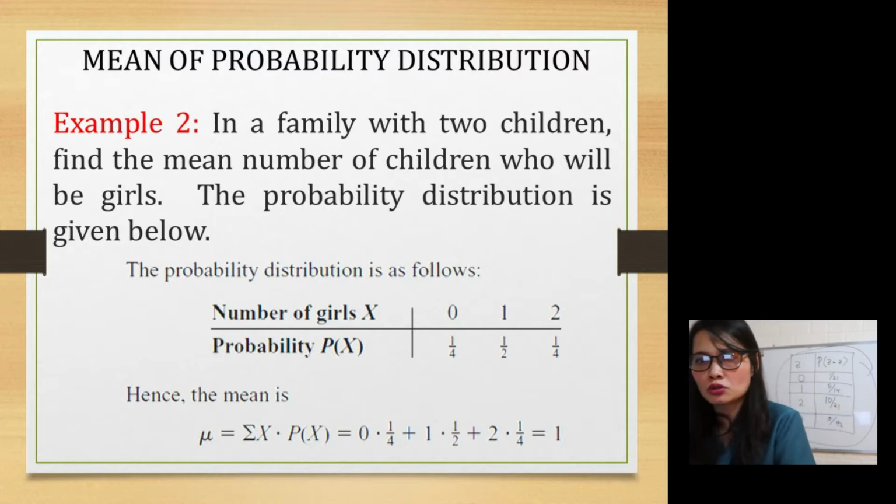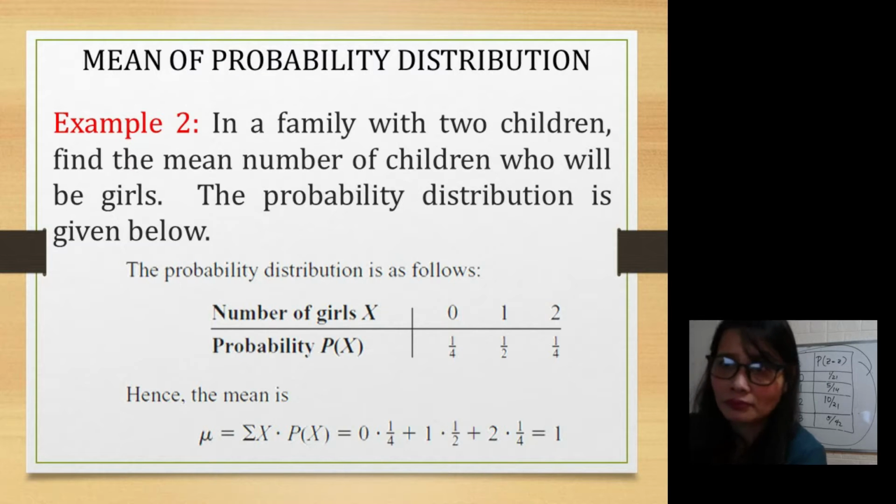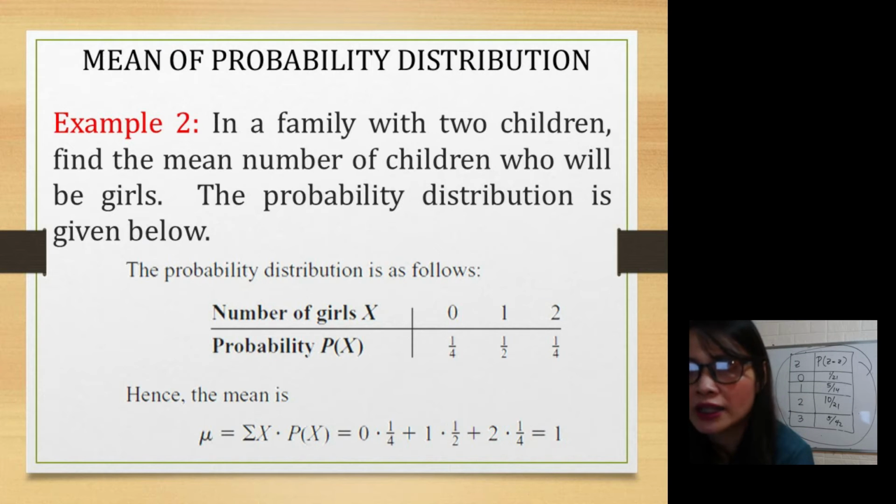Why is it only up to 2? Because there are only 2 children. Okay, very good. We're talking about 2 children. Why is the first value 0? Meaning there's a possibility that there are no girls. The second value is 1. Why? There could be only 1 girl. Very good. Then the last is 2.